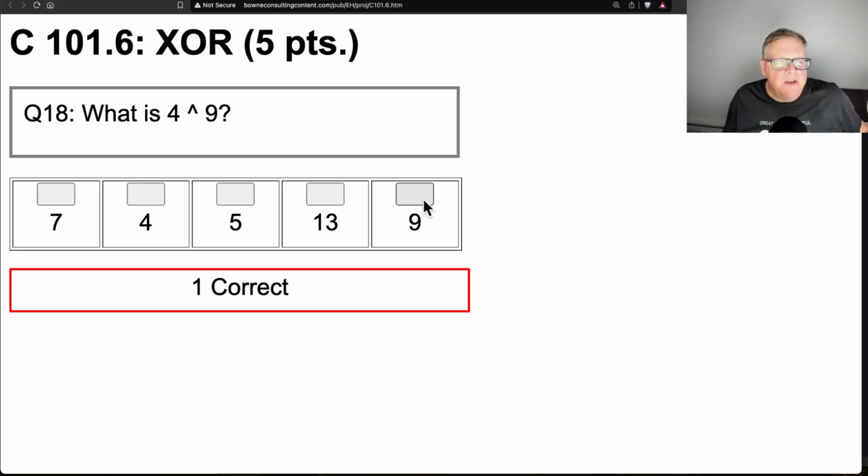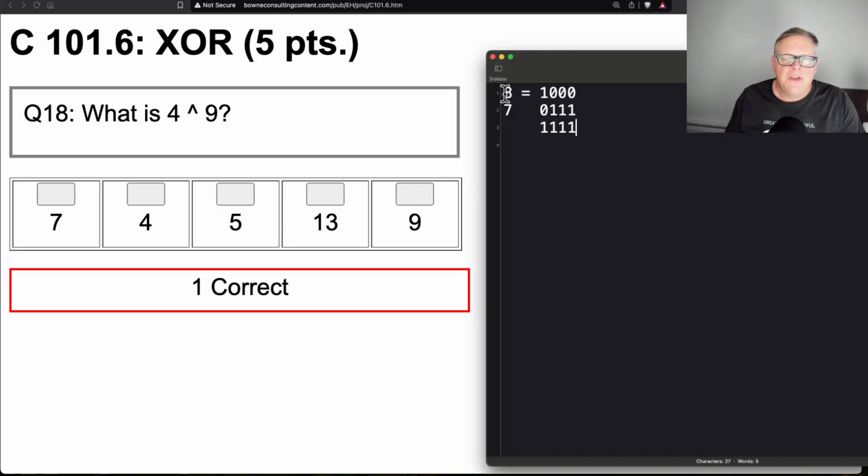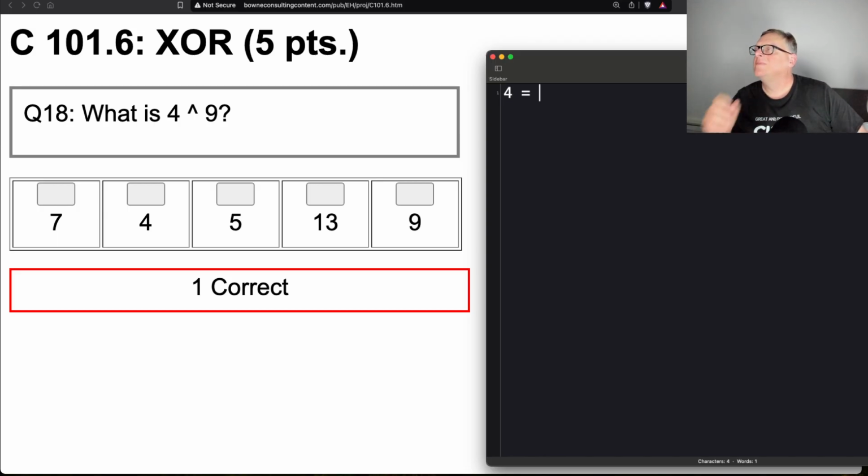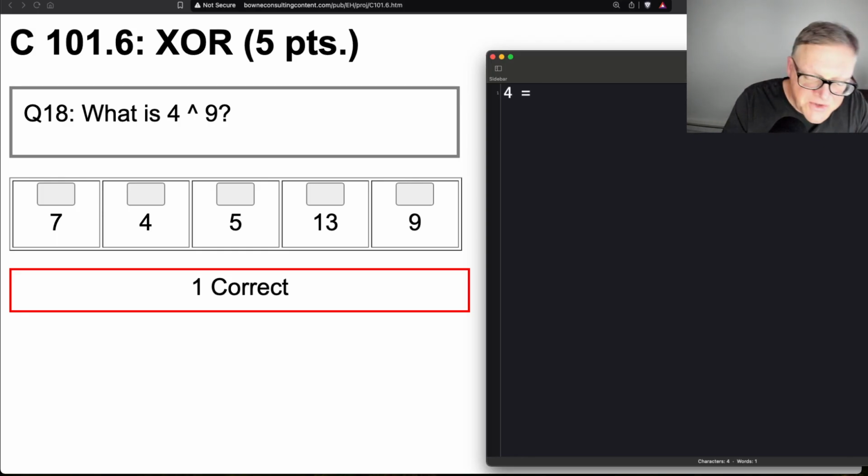All right. So let's try another one of these. How about this? 4 XOR 9. So if you do the same thing here, I need 4 equals. So what's 4 in binary? All right, that's good. 0, 1, 0, 0. That's right. And how about 9?